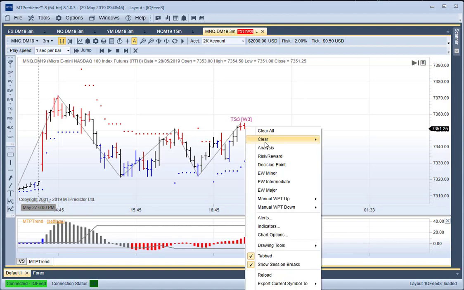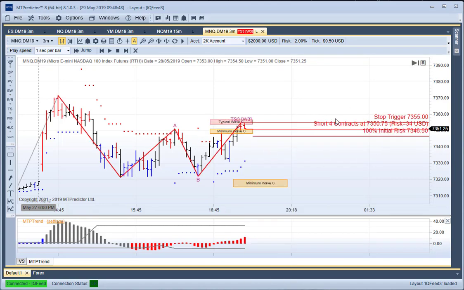So I'll right mouse click, do analysis, and here you can see this is the benefit of using the smaller accounts or the smaller micro contracts, because the account size is a lot smaller. It means you can still do correct position sizing with a lot smaller risk. Here you can see that risk of 2% on a sample $2,000 account will allow you to trade 4 contracts for a risk of only $34 US. That's a very small risk compared to the normal E-minis. And this is all taken care of for you in MTPredictor automatically.